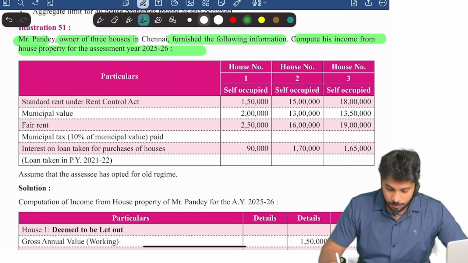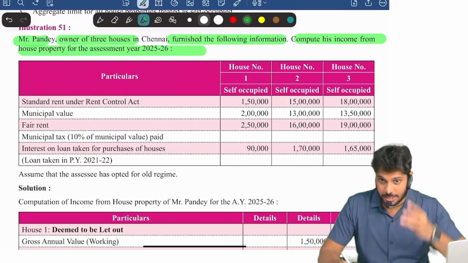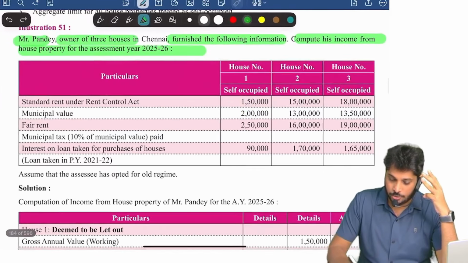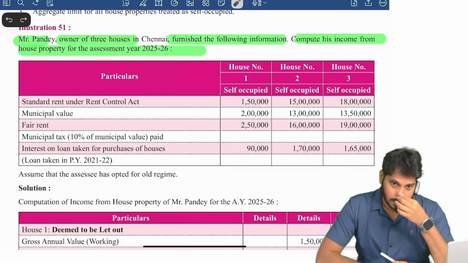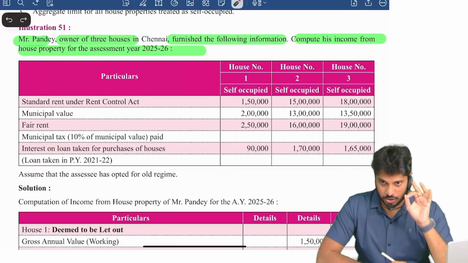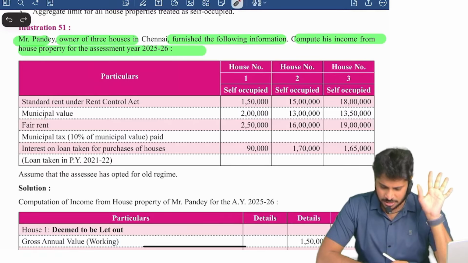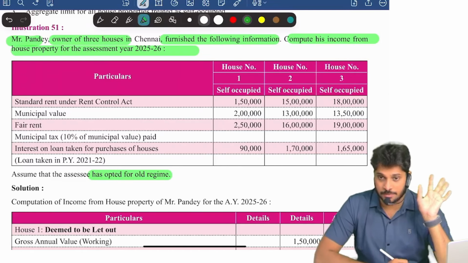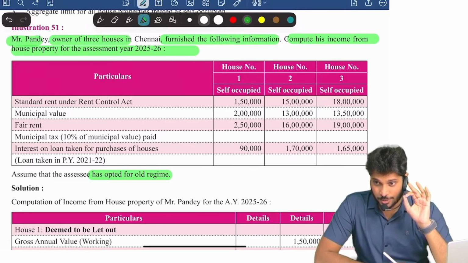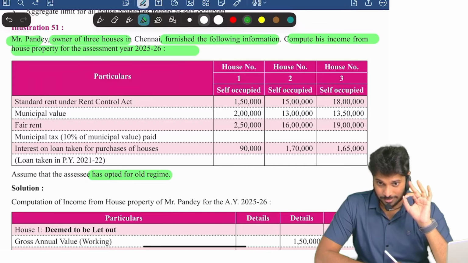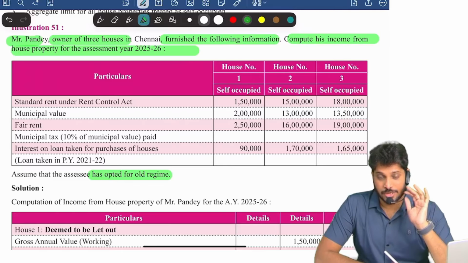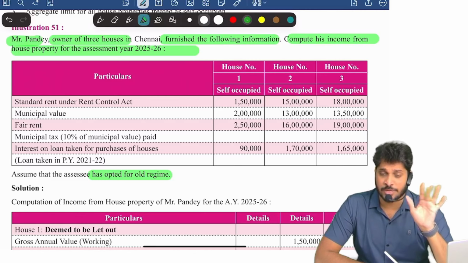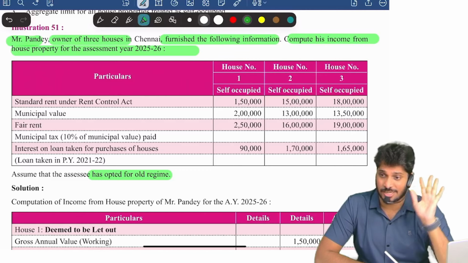Okay, now when all the 3 are self-occupied, we need to have 3 options. Any 2 houses only, he can claim it as SOP, NAV is equal to 0, and further calculations. Okay, by the way, he has opted for old regime. Only when self-occupied property issue comes, tax regime we need to check out. Yes or no? Yes, because in case of default tax regime, for self-occupied property you cannot claim interest deduction.